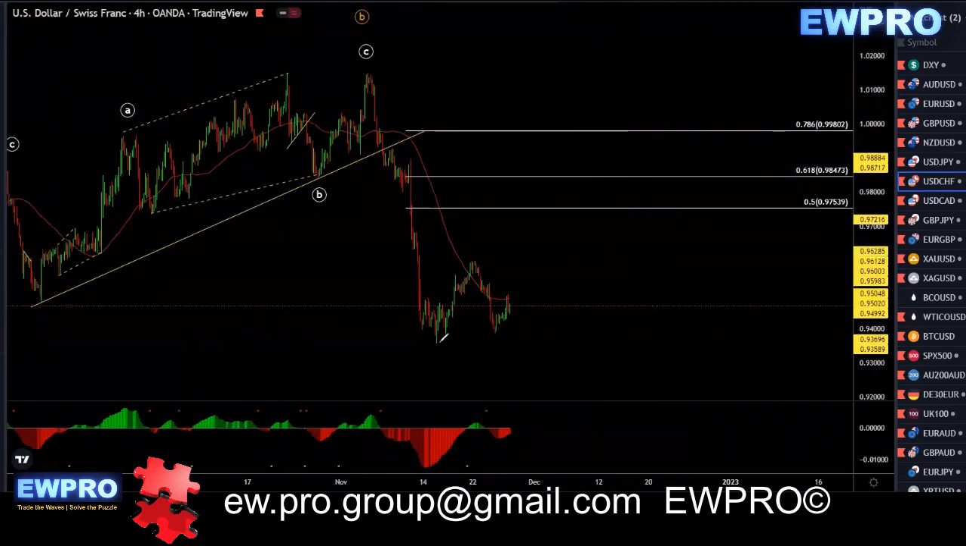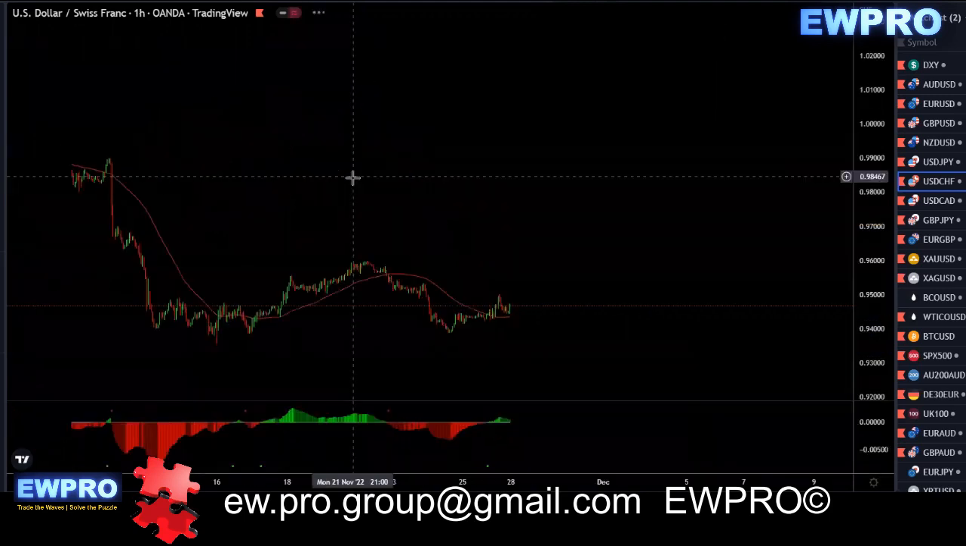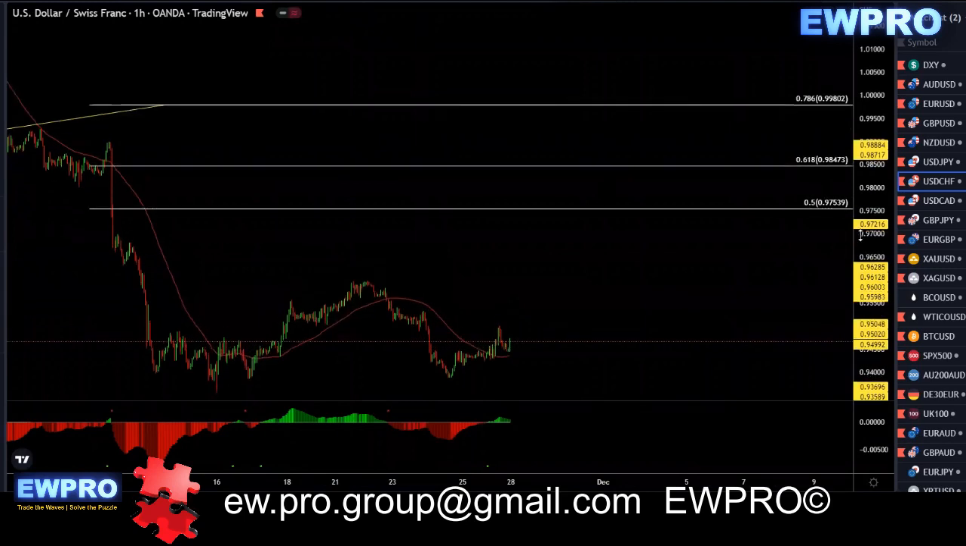So like I said last week, I'm waiting for some sort of a correction in here. Ideally, we get some sort of a nice correction back up to the 50 fib, and then we can look for an A, B, C. It's starting to look bearish already.